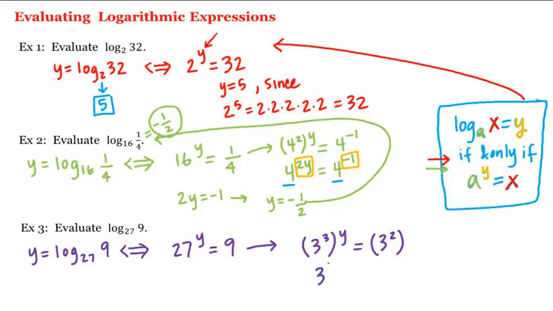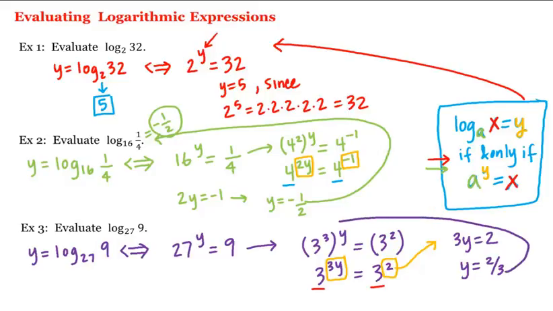Again, by properties of exponents, we can multiply the exponents on the left, so we have 3 to the 3y is equal to 3 squared. And again, now that these bases are equal, these exponents will be as well. That is, 3y is equal to 2, or dividing by 3, we get y is equal to 2/3, which means that log base 27 of 9 is equal to 2/3.